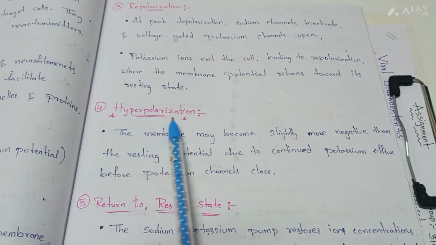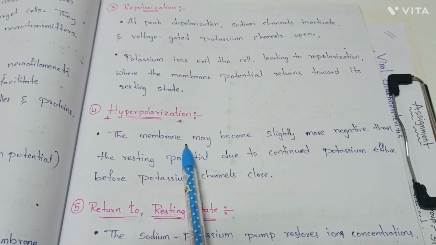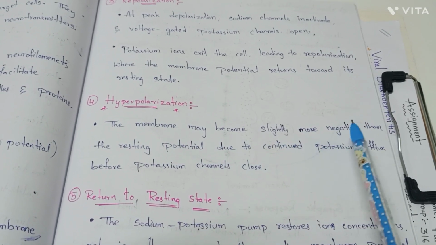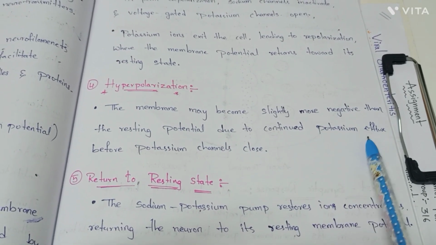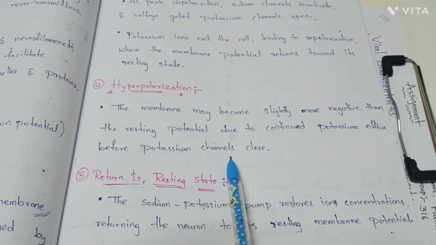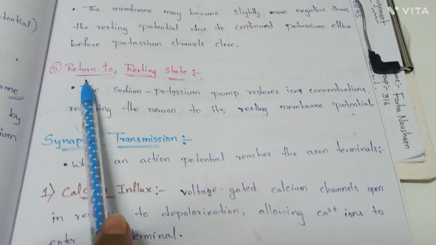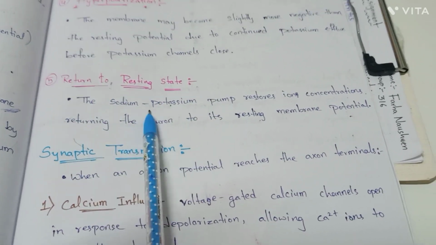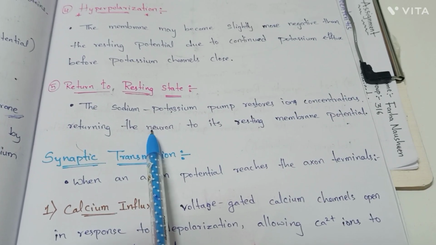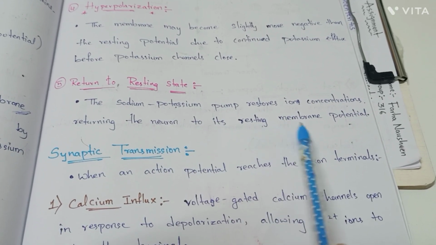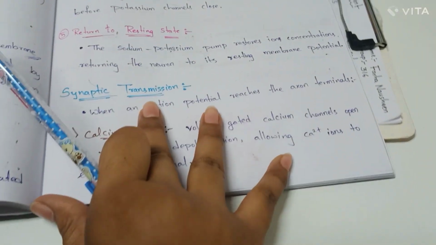Fourth step, hyperpolarization. The membrane may become slightly more negative than the resting potential due to continued potassium efflux before potassium channels close. Return to the resting state. The sodium-potassium pump restores ion concentrations, returning the neuron to its resting membrane potential.